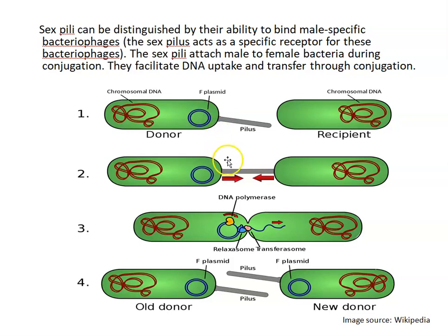So, first, this sex pilus helps in attachment, means attachment of male to female bacteria during conjugation. So first attachment, then transfer of genetic material, right? So when genetic material gets transferred from donor to recipient, the recipient also becomes donor. You can see here old donor and new donor.